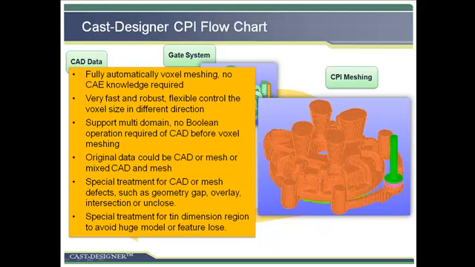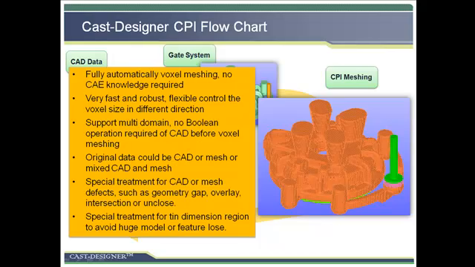Meshing is a critical issue for any finite element analysis software, especially for casting simulation. Cast-Designer spent more than 10 years to solve this problem, and now the operation is so simple, and the result is very reliable. Today, the meshing of Cast-Designer is fully automatic, no CAE knowledge is required of the user. The size of the mesh can be controlled in different directions.